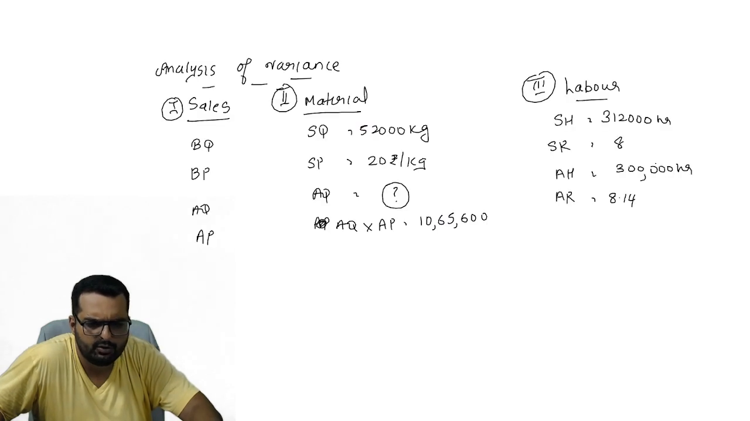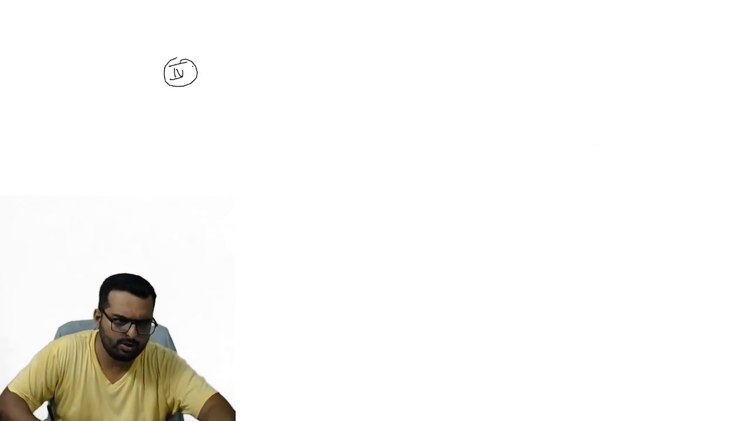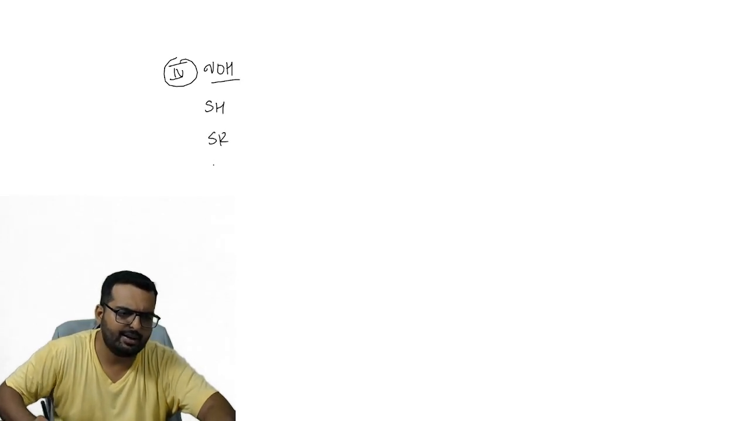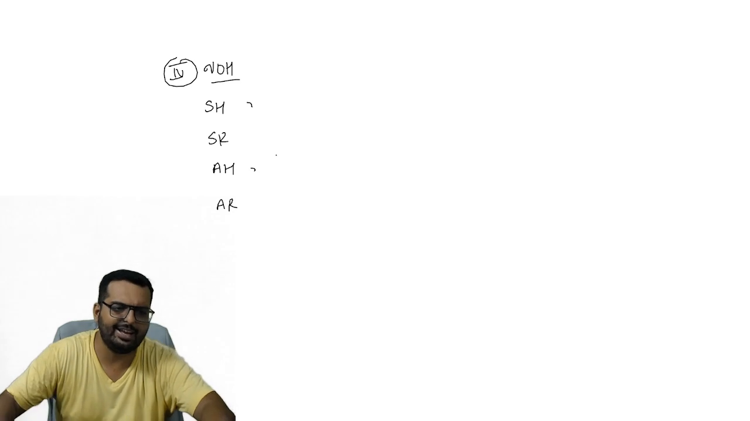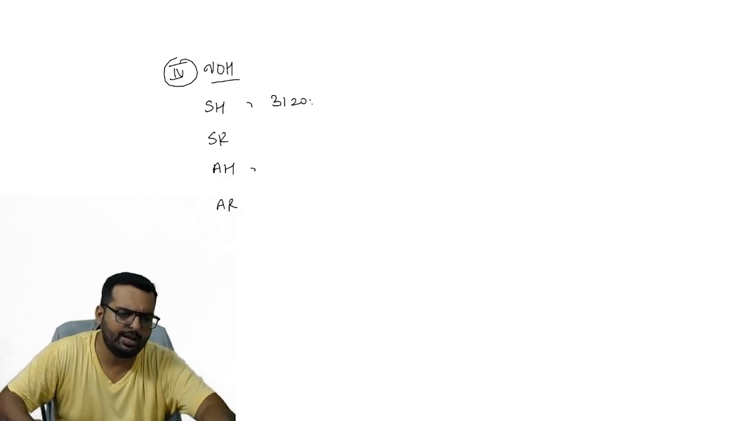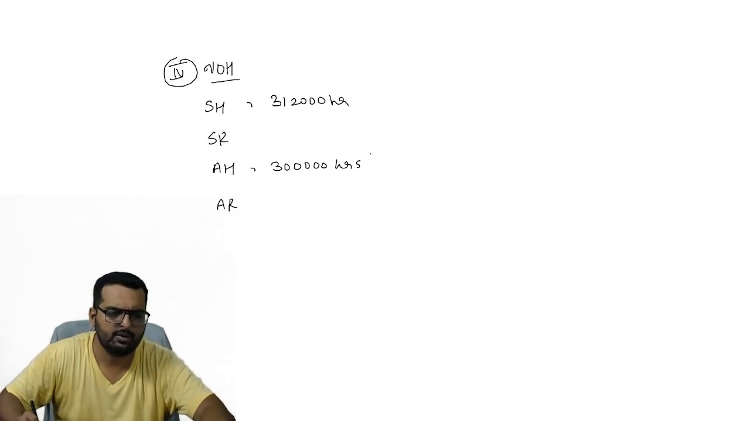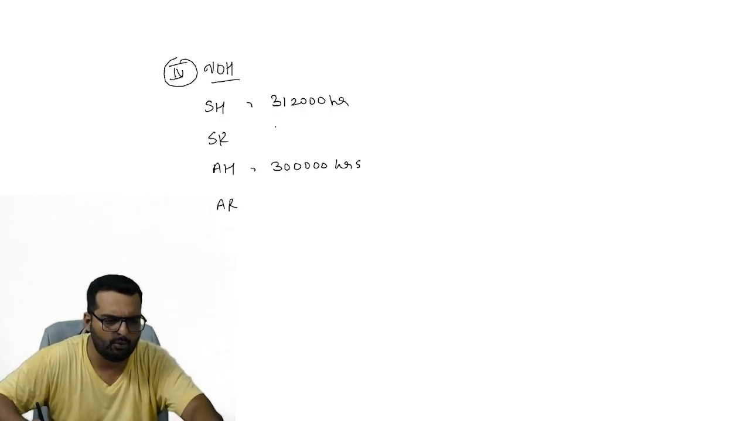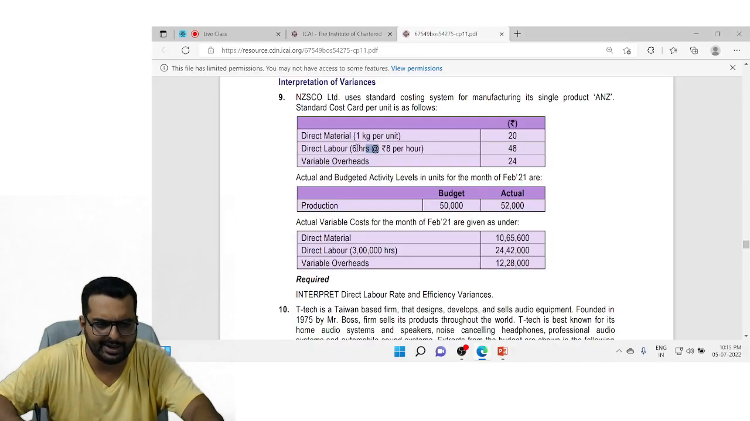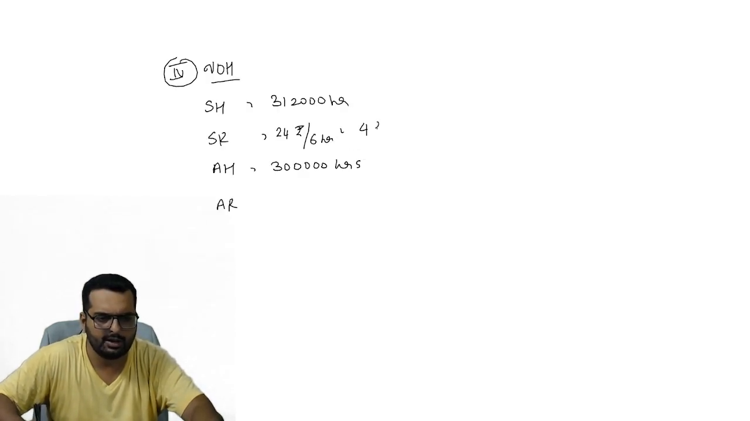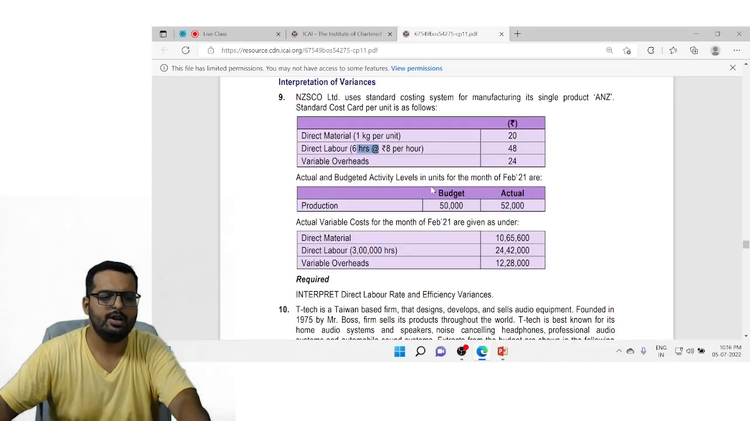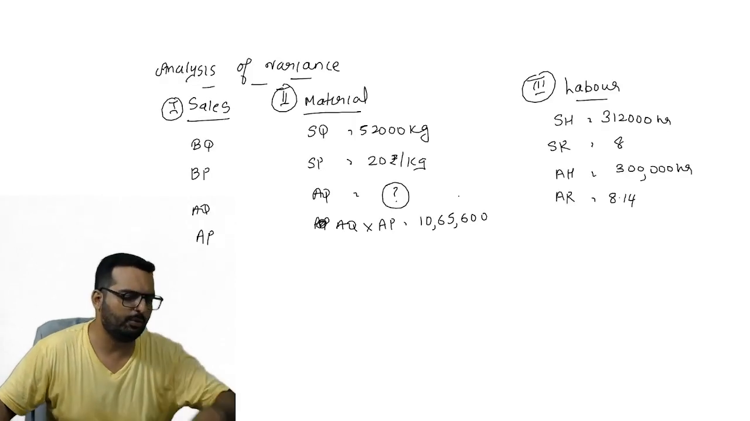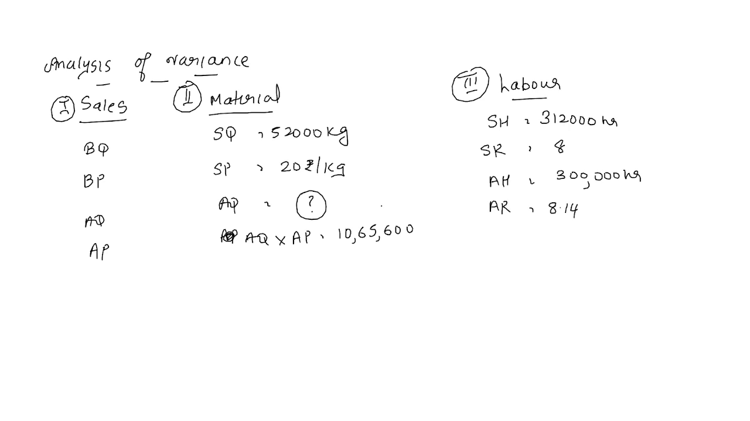Variable overhead is also given. So wait, we have to do variable overhead also. Roman number 4, variable overhead, SH, SR, AH, AR. So I told you SH and AH will be the same as labor because whenever the labor will work, cooking gas will also work. This one will turn out to be 3 lakh hours. Okay, and then the variable overhead they have given as 24, so that will be 24 rupees per unit divided by 6 hours. That will be 4 rupees per hour. AR is not required, instead we'll just put the AH into AR. That is how much? 12 lakh 28,000. Friends, please put this and find out all the variances that is possible and tell me the answer in the chat box.